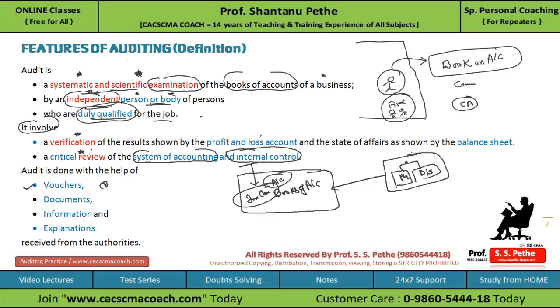For example, payment voucher. You have to check the vouchers. You have to check the documents like returns filed with the various government authorities. You have to check purchase invoice or sales invoice and so many other documents. And also you have to check the information. You have to collect the information from whatever means you can collect about the business, and also you have to get the explanation from various authorities within the business or outside the business to do your audit work.